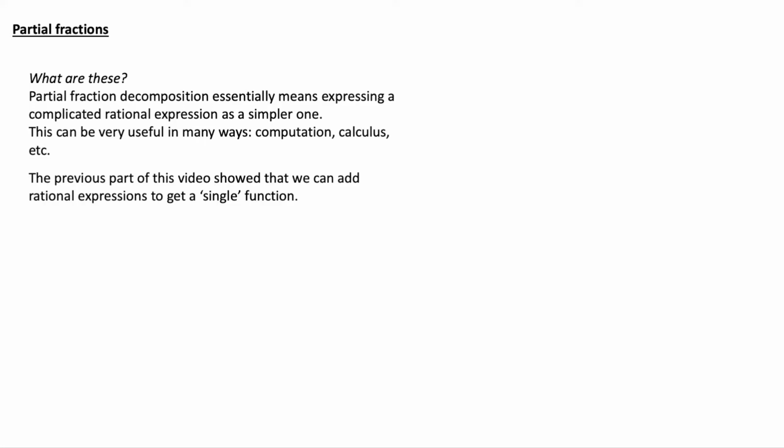What we've just looked at was showing that we can add rational expressions to get a single function. And what we found was that 1 over x plus 1 plus 3 over 2x plus 5 is the same as, that's what the triple equal sign means, or the equivalent sign, 5x plus 8 over x plus 1 times 2x plus 5.